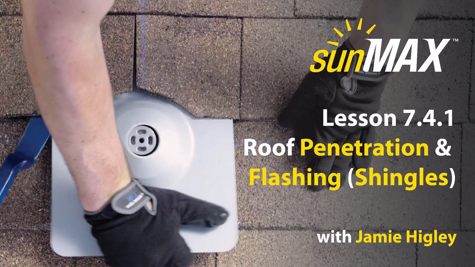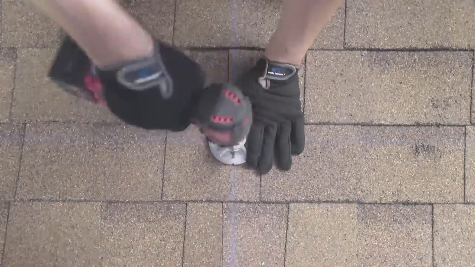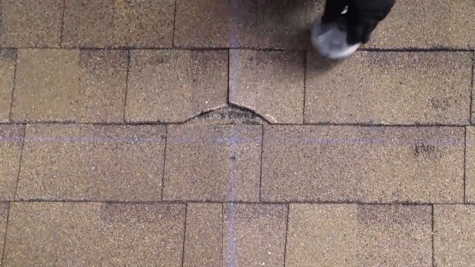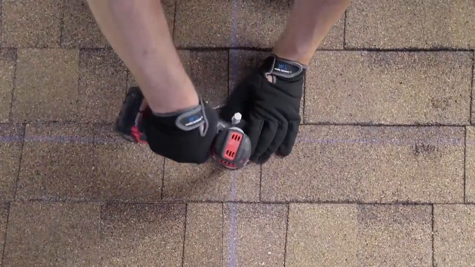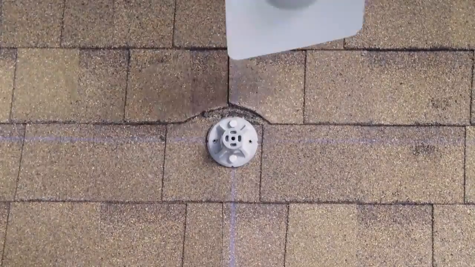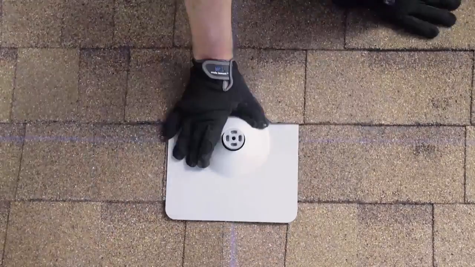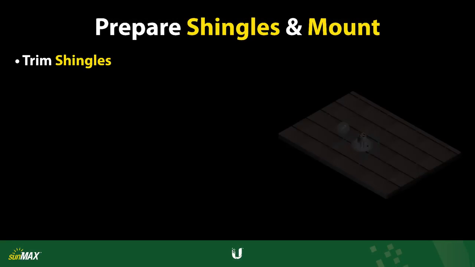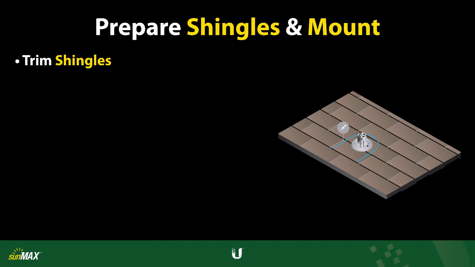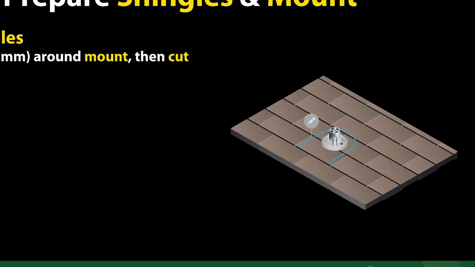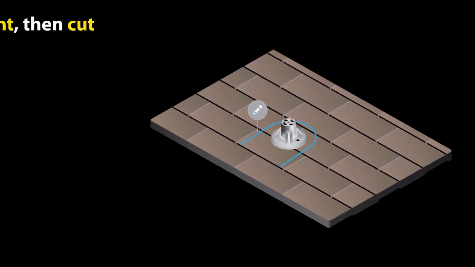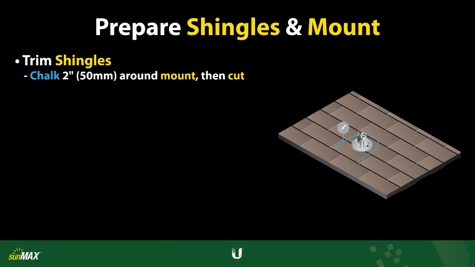Lesson 7.4.1 Penetration and Flashing for Shingle Rooftops. The purpose of flashing is to ensure that roof penetrations are fully weatherproofed. Throughout this section, use caution when making penetrations to minimize risk to the rooftop. Roof shingles first need to be cut. Use a chalk stick to mark a 2-inch or 50 millimeter area around the roof mount. That will be used as a guide as you trim the second course of shingles.